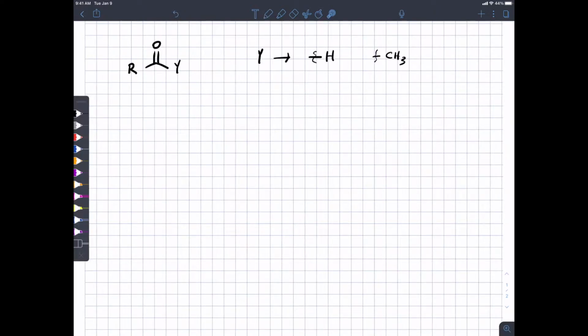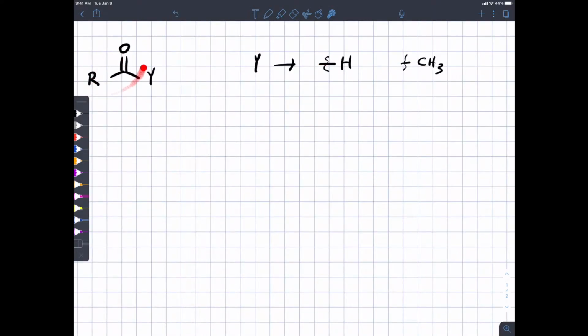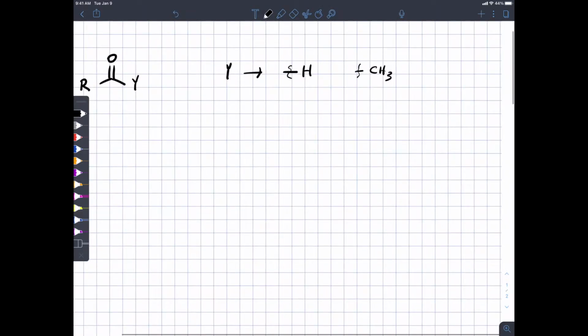Here, just so you know, this line represents the bond between hydrogen and the carbonyl carbon. The little squiggly line just represents the fact that we haven't drawn this over here. Other things that you might see, maybe the Y group is a benzene ring. Maybe it's an OH group. In that case, it's a carboxylic acid.